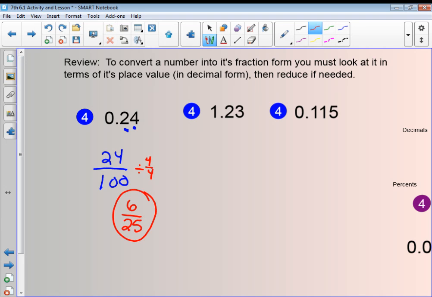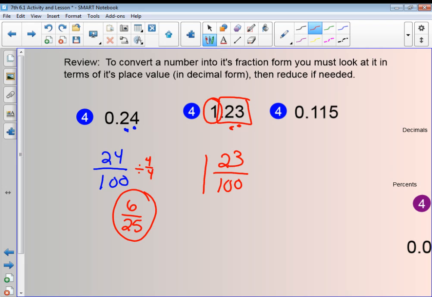Okay, this next one, I have a number in front of my decimal. That's just going to sit out in front of my fraction. So now I'm writing this 0.23 as its fraction. So I have 23 as my top number over a 1 with 1, 2 zeros. So 1 and 23 hundredths.